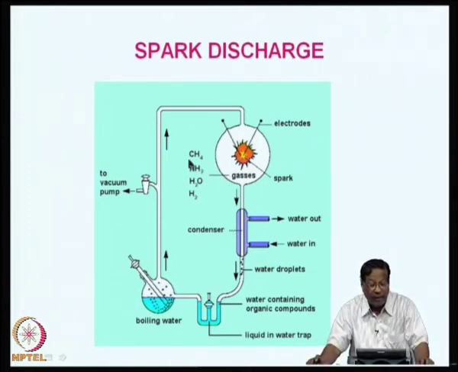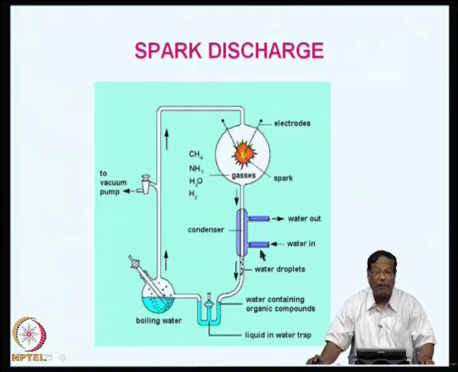So, the gases will be there: methane, ammonia, H2O, hydrogen etc. Here a spark is generated. These two represent the electrodes, and this is a vacuum pump, and this needs to be cooled using a condenser, and then water droplets are collected, and all other things essentially remain the same.